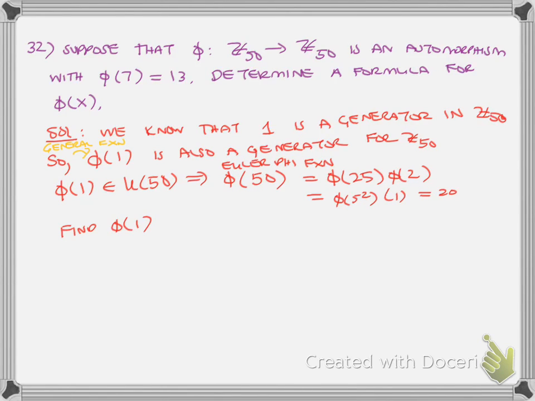Because that's going to be the base of everything else, because it's your generator, okay? That's going to be the basis, dealing with 1, because you can rewrite everything in terms of 1, right? And so in order to do that, we need to find phi of 1 given that phi of 7 equals 13, okay? Well, phi of 7 is the same as phi, and I'm doing this just to make sure you guys understand what's going on.